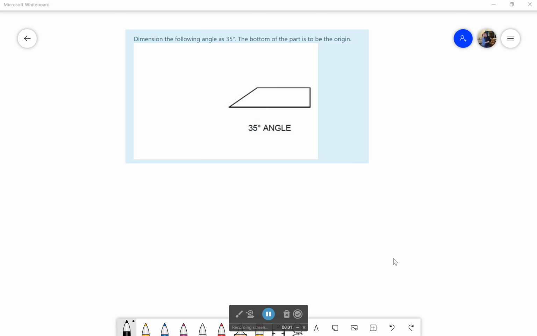Hi everyone, welcome back. So this time we're looking at dimensioning an angle. And we have a very key word here. It says the bottom of the part is to be the origin. So it's a 35-degree angle. Bottom of the part is to be the origin.